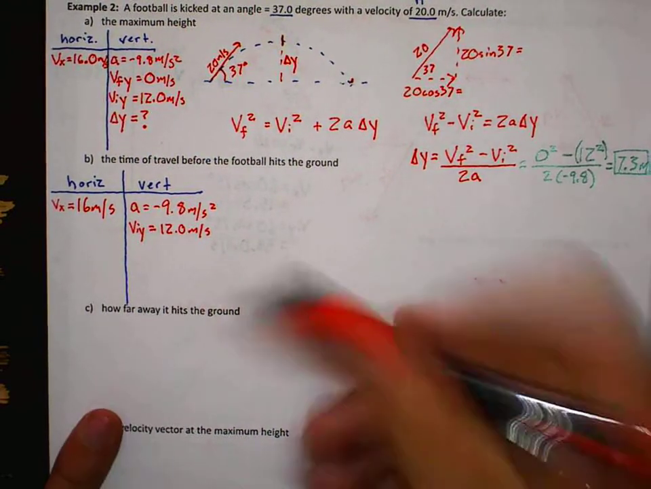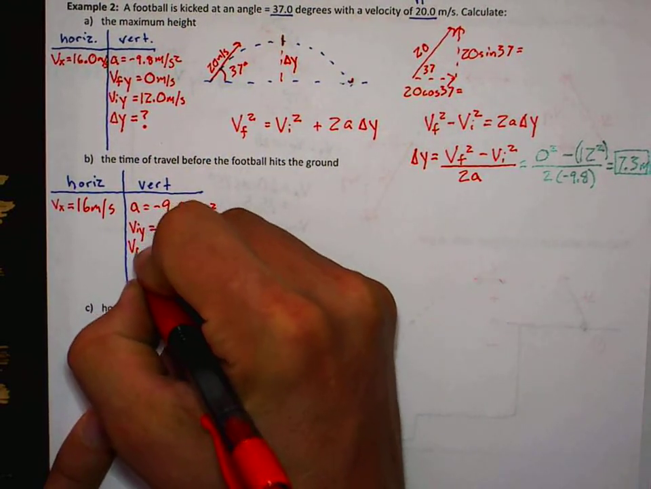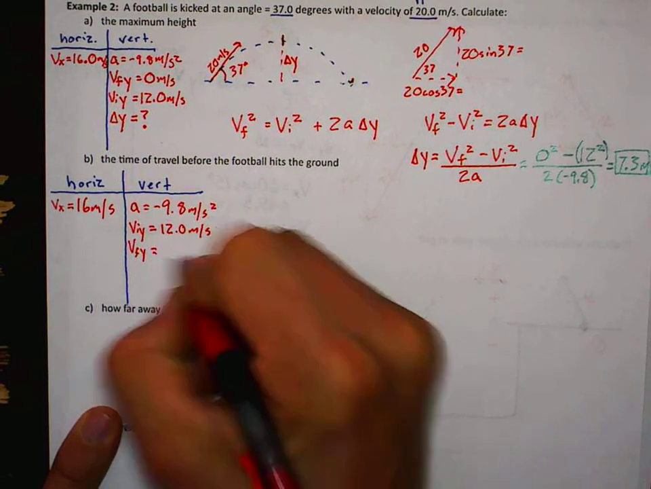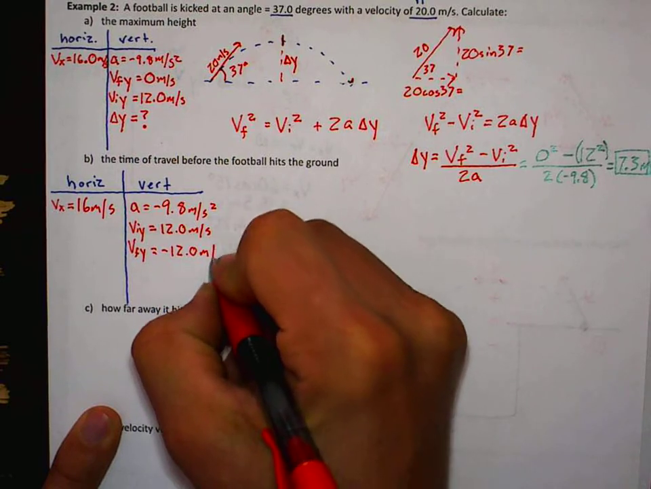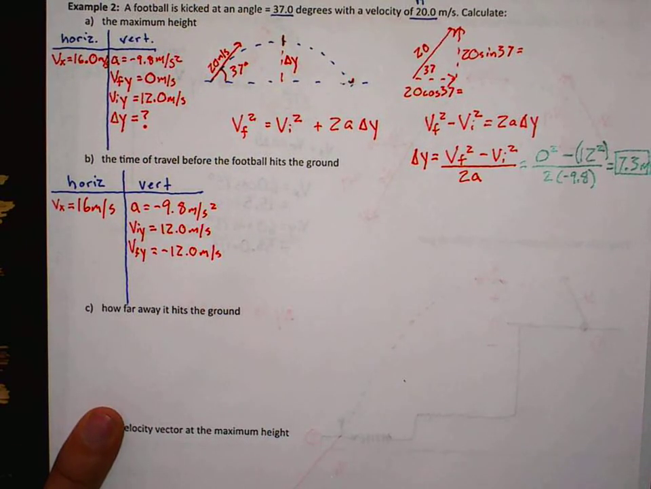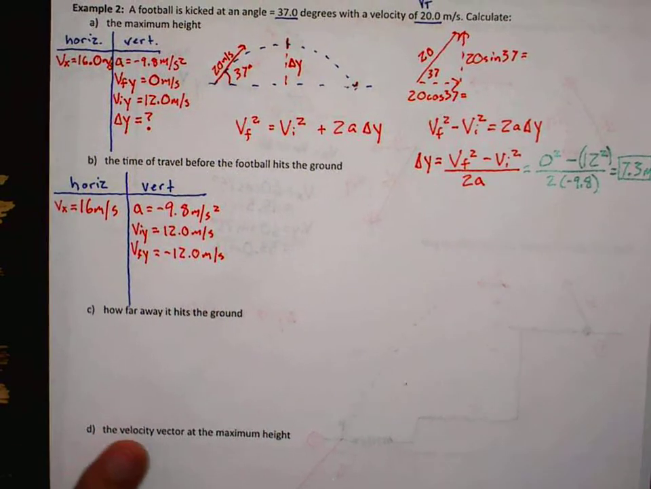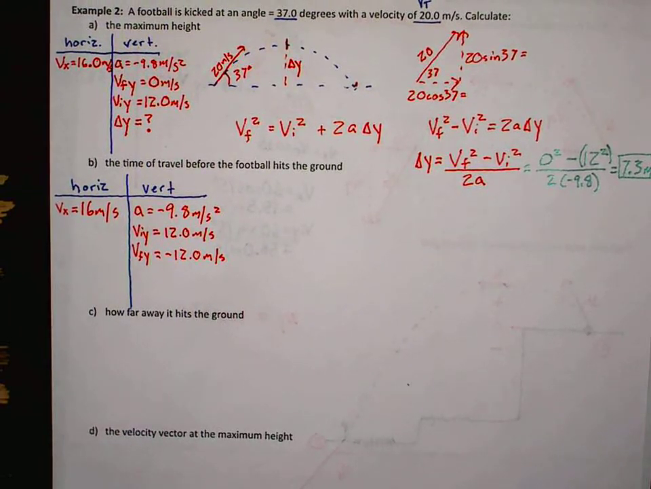Okay, so this is going to be V final in the y direction equals negative 12 meters per second. Okay, now anybody see another way to do this? We're going to use that to solve for time. What's another way we could deal with the velocity here?